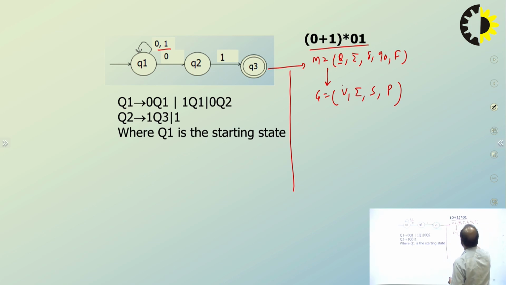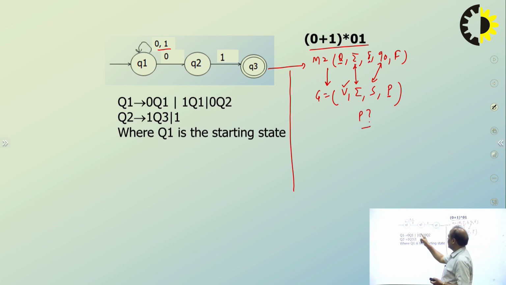So, you get V, the set of non-terminals. Write all these states only in capital letters. There is no change in sigma. We don't require delta in the grammar, right? We need the starting state corresponding to Q0, right? This production rule is basically defined by this lambda. The production rule is going to be defined by this transition rule.